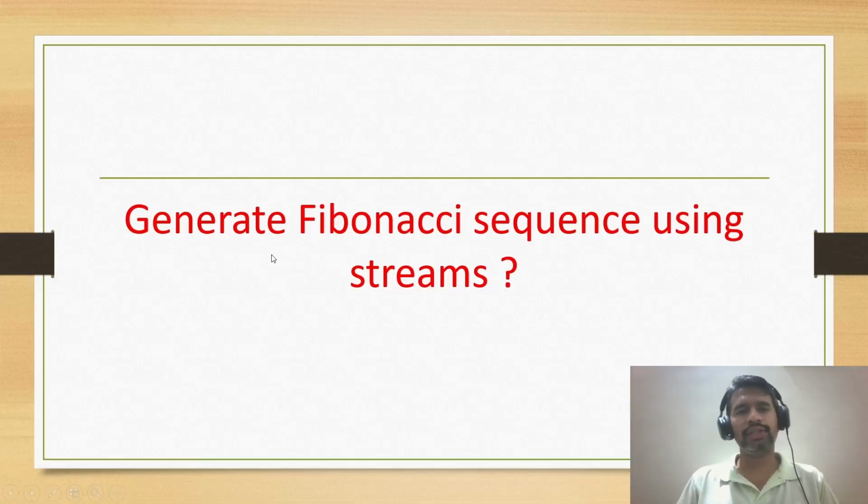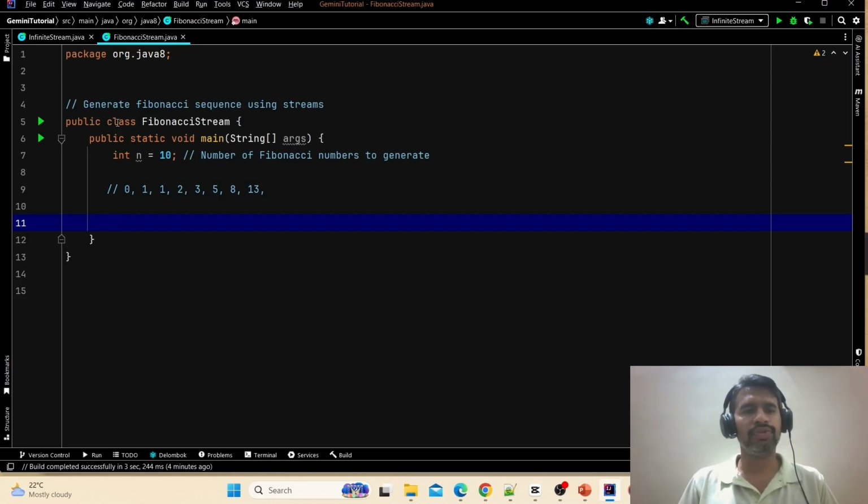So the next question is we have to generate the Fibonacci sequence using streams. Let's see how to do it. The question is we have to generate the Fibonacci sequence using streams.